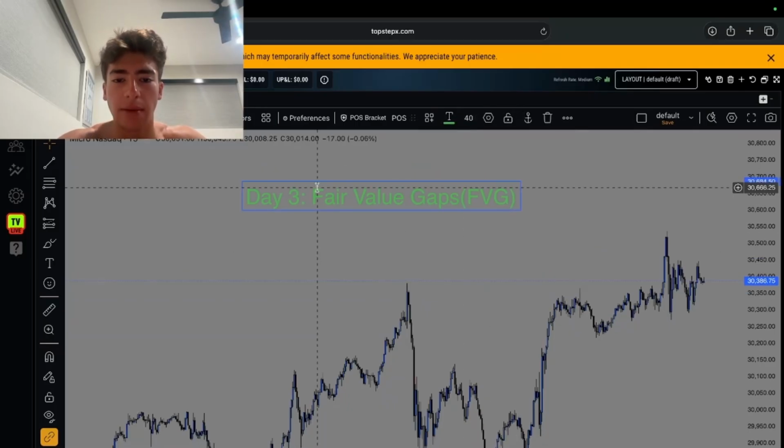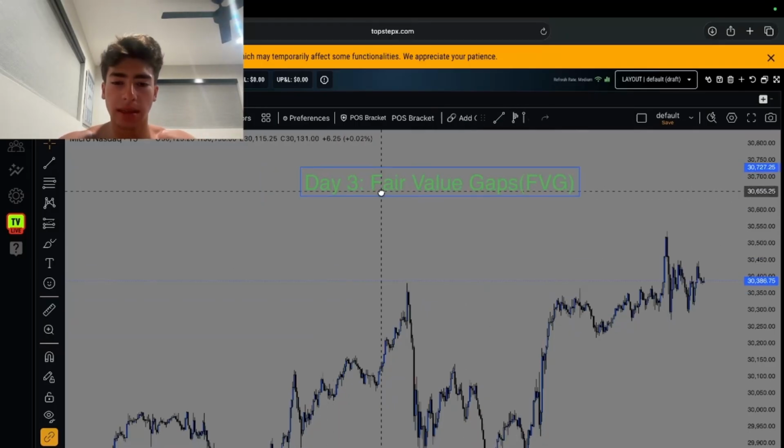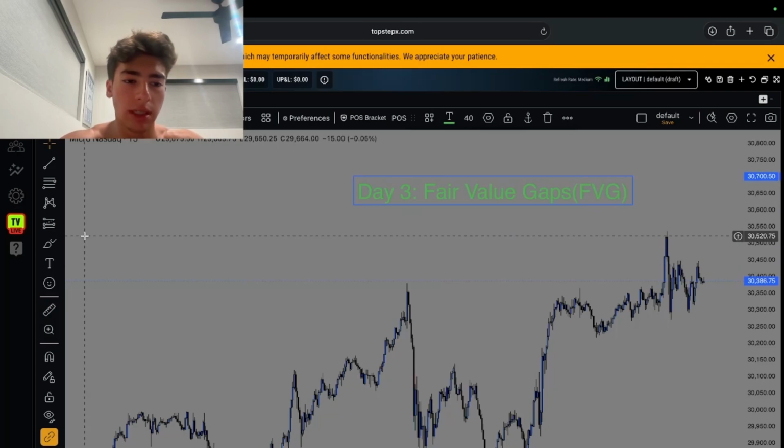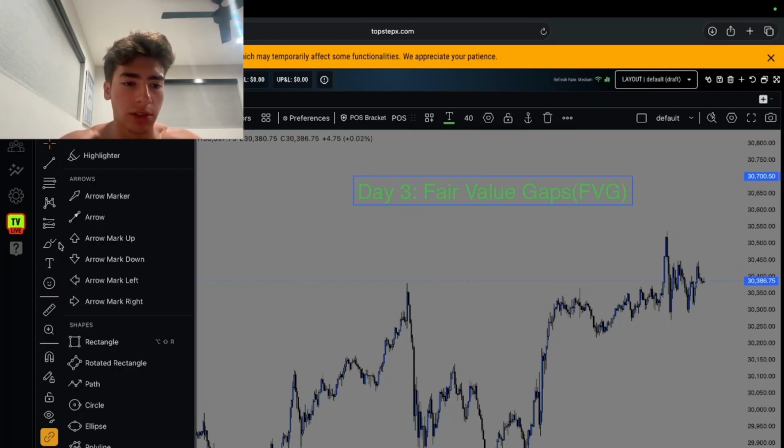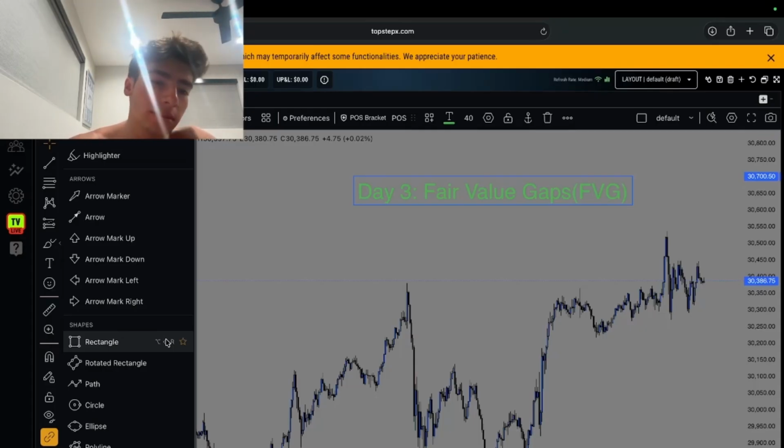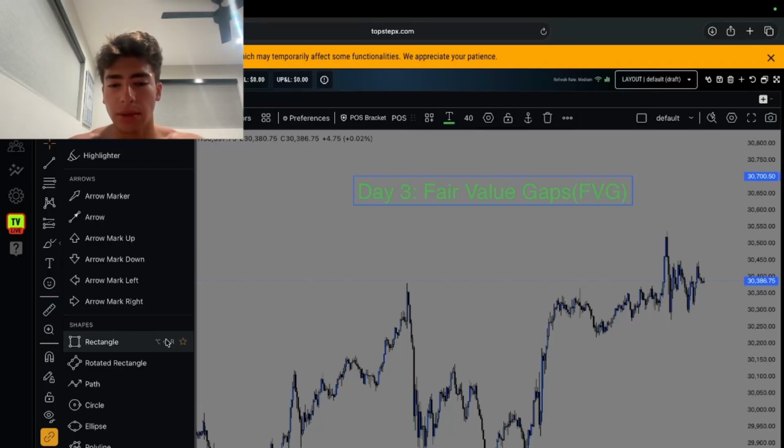So first, before we get into the chart examples, I want to show you what this looks like by drawing it out. So let's do that right now. All a fair value gap is, it's a time when price spiked up or down, right? So we could either have bullish fair value gaps or bearish fair value gaps, right?